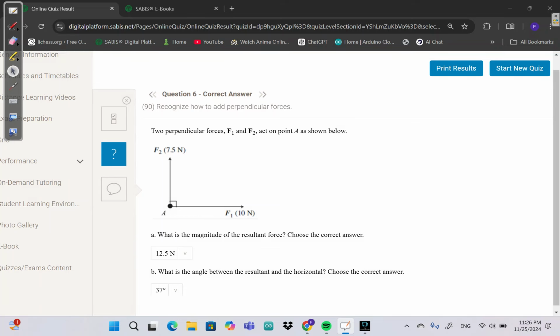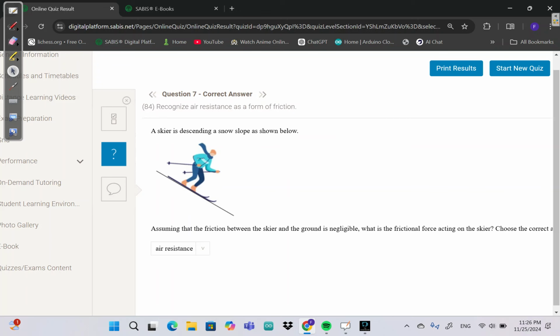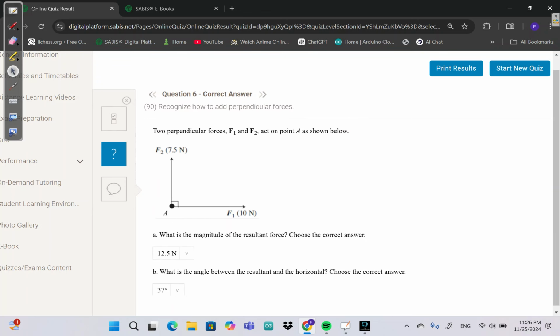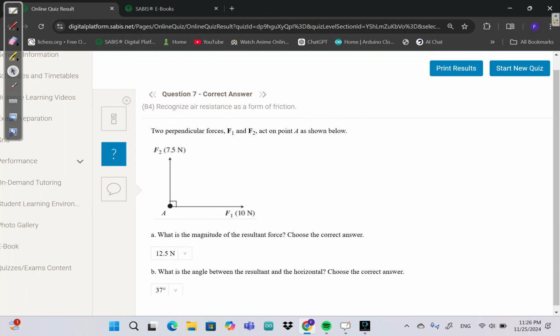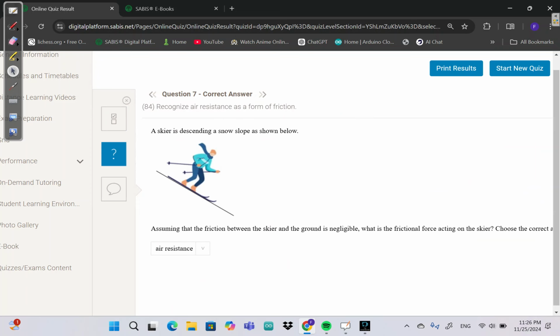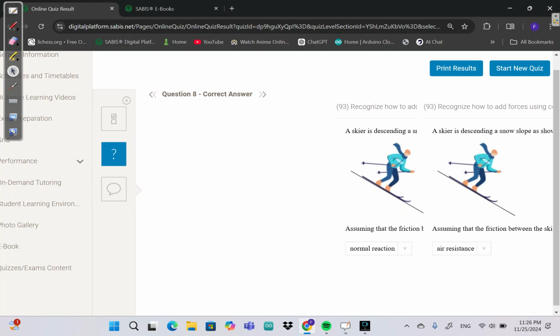On to the next. Question 7. Did I skip a question by accident? No, I didn't. Okay. Question 7. They said friction is negligible. So the only frictional forces are friction and air resistance. So if friction is negligible, then air resistance is going to be the only remaining one.